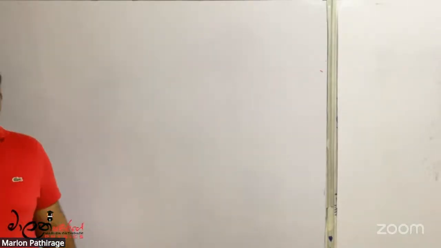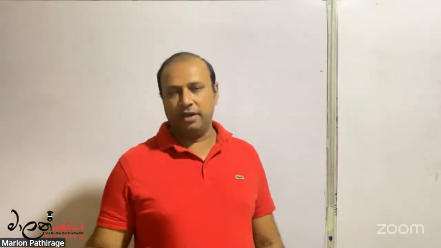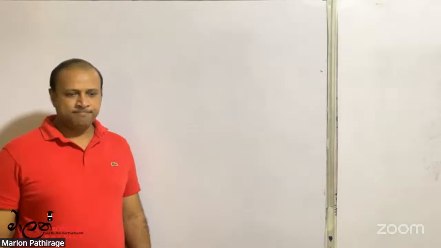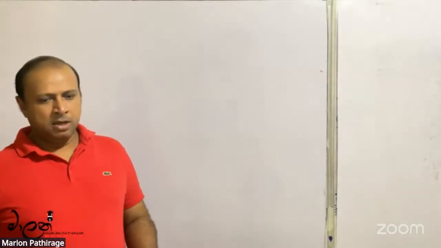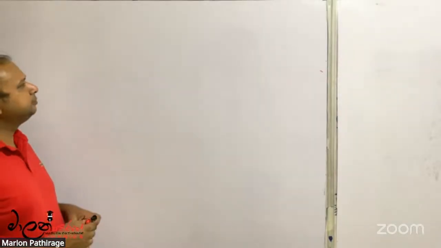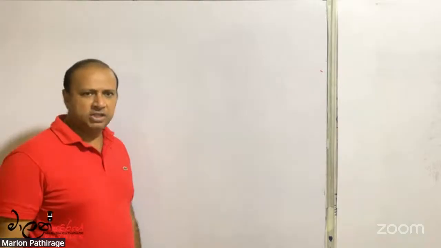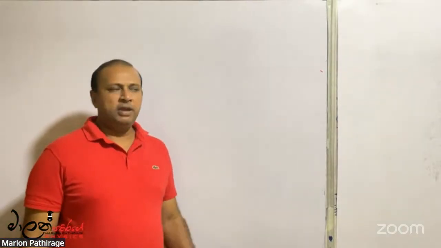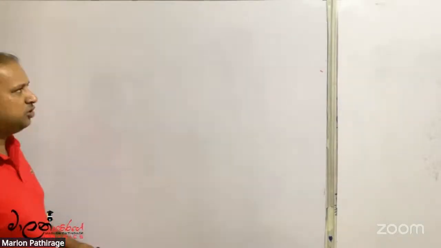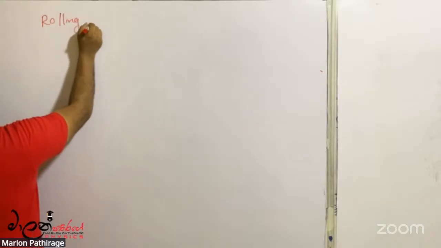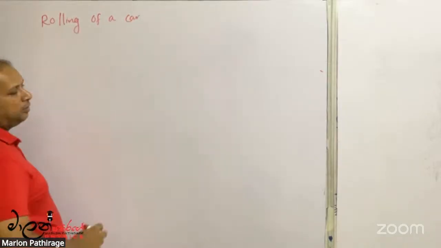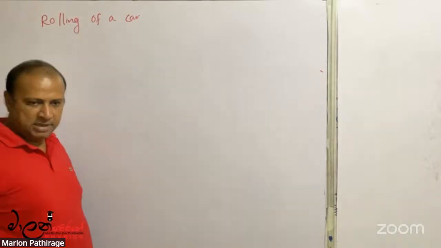First, we may start the theory lesson today, and after that we can move into the questions. Now we are discussing horizontal circular motion. Today we have discussed several applications. Now our next application is rolling of a car at a bend.